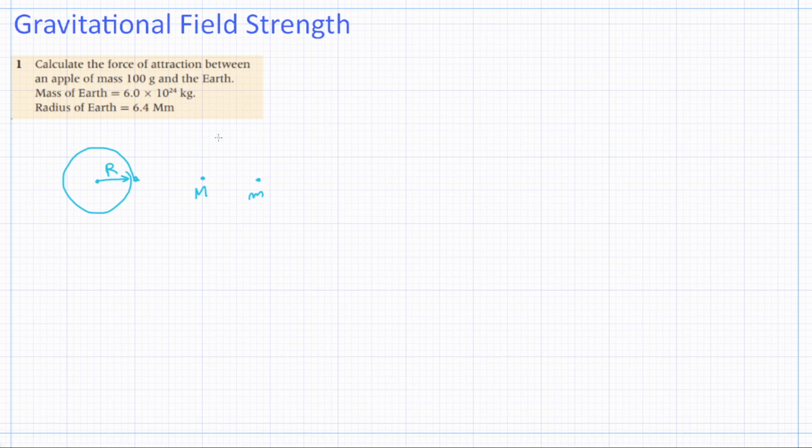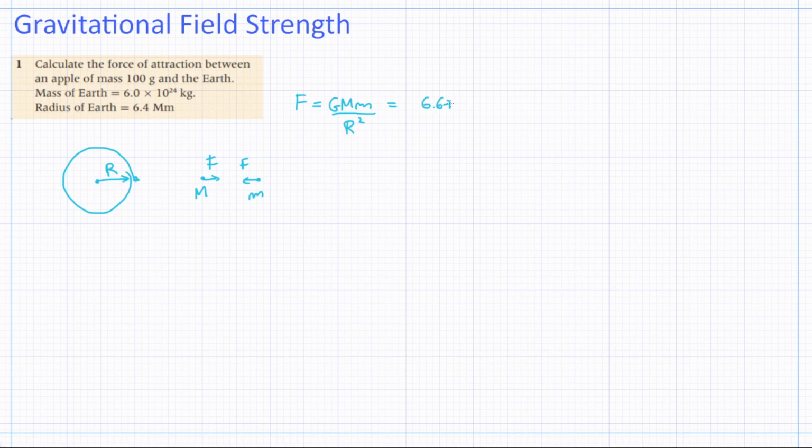This is my free body diagram, and the forces point towards each other, with the same magnitude and opposite directions. So if I want to calculate the actual magnitude of this vector, it would be G, our universal gravitational constant, times capital M, lowercase m, over r squared. In this case, r is the radius of the Earth, since the apple is on the surface. We're given the mass of the Earth, we're given the radius of the Earth, we should know this constant, so let's put the numbers in.